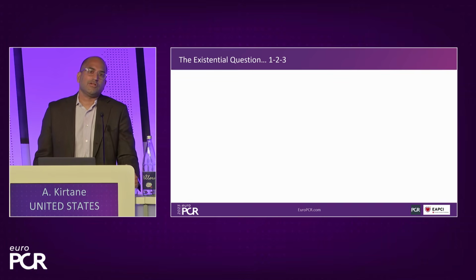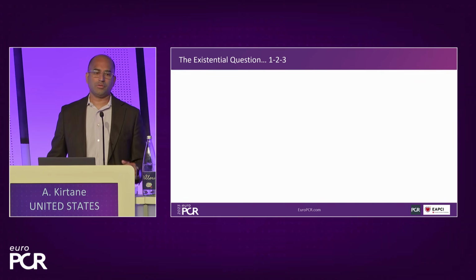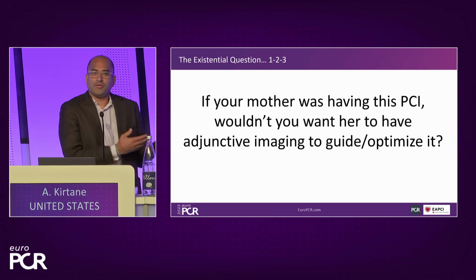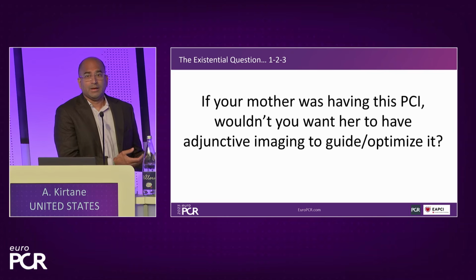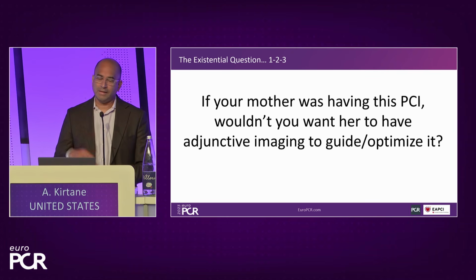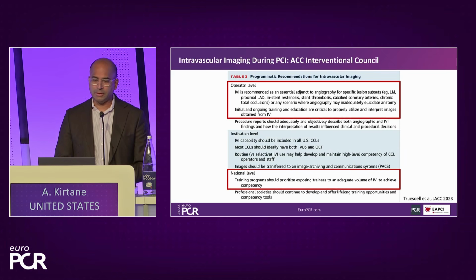And it leads us to the existential question, which I put in as this 1, 2, 3 workflow. If your mother was having this PCI, would you not want her to have adjunctive imaging to guide or optimize it? And the answer is yes, you would. So if you would want it for your mother, provided you like your mother, why don't we do it for our own patients? And that's really what this whole session is about.